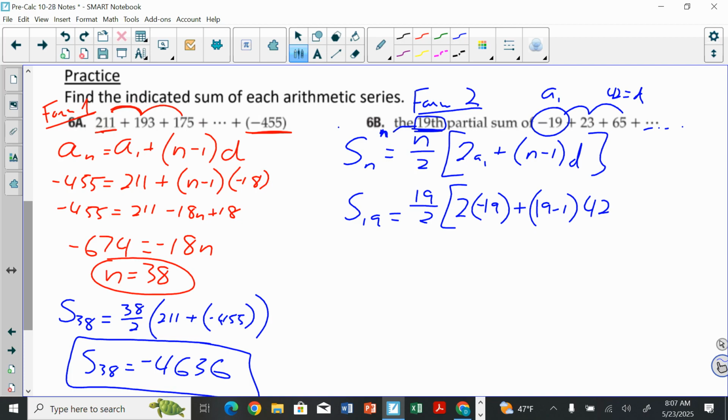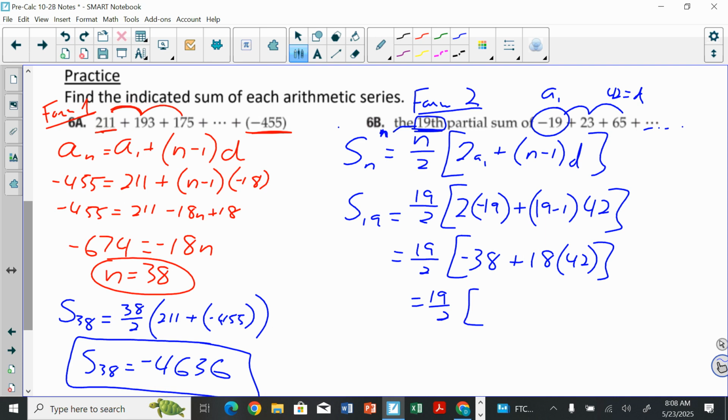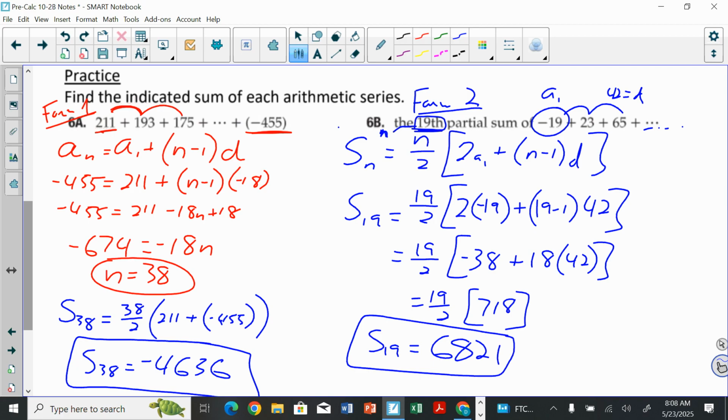So then I can multiply here. Now it's just doing the work in the parentheses. So I'm going to get 19 over 2. And I'm going to take care of this bracket first, negative 38, and then I have 18 times 42 here. And then you can kind of do the work. I think you get 19 over 2 times what's going to come out to about 718, I believe. And then that's going to give us a final answer of 6,821 for S19. Okay, so kind of using both formulas there.